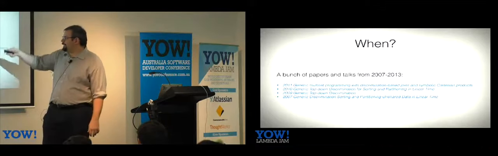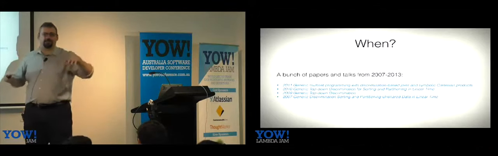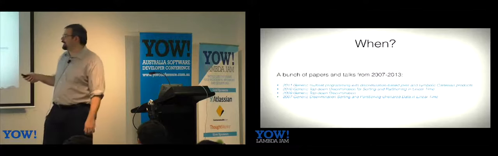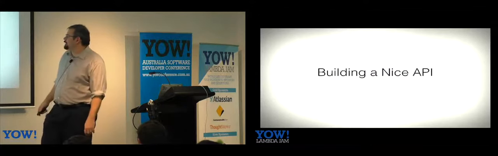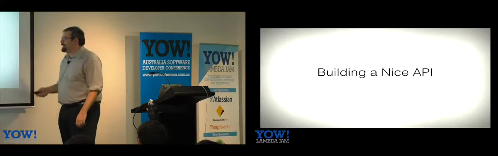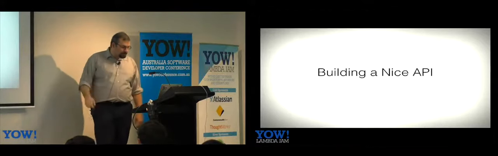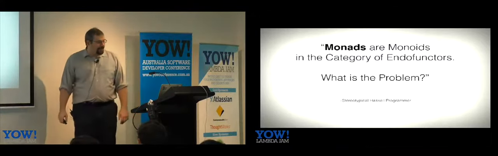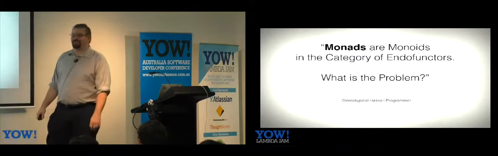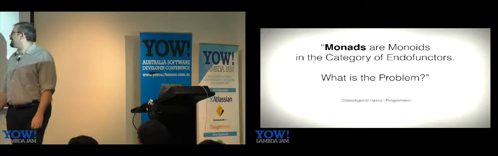And so I'm going to take his encoding and turn the whole thing around and see if we can get to something nice. Again, I'm out to build a nice API. And to get there, I'm going to start with the notion that monads are monoids in the category of endofunctors.